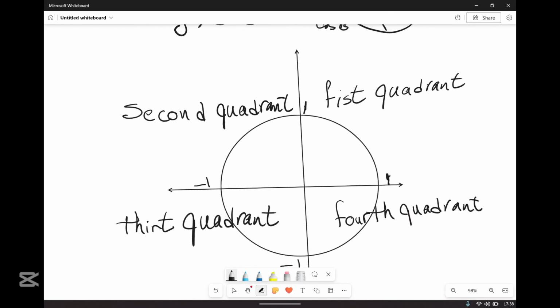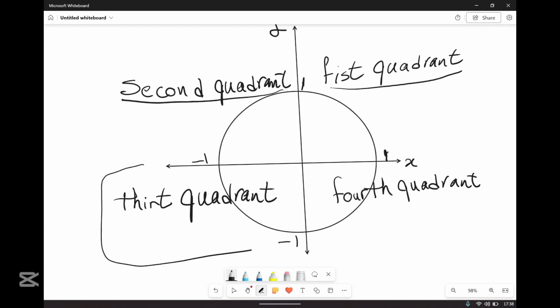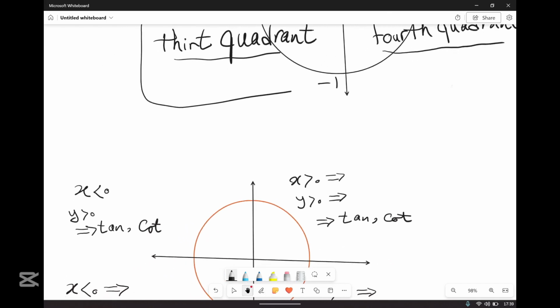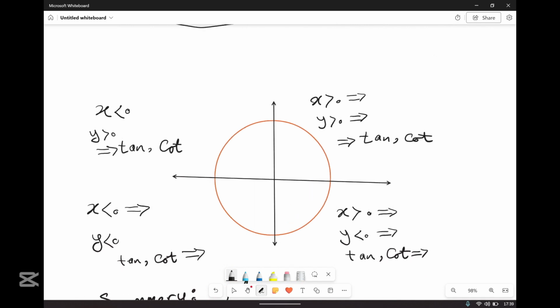In the unit circle, you know, this is the x axis, this is the y axis. This is the first quadrant, this is the second quadrant, this part is the third quadrant, and this part is the fourth quadrant, you know, from when you were a child. But we're going to recognize what happens for trigonometric ratios in the first, second, third, and fourth quadrants.